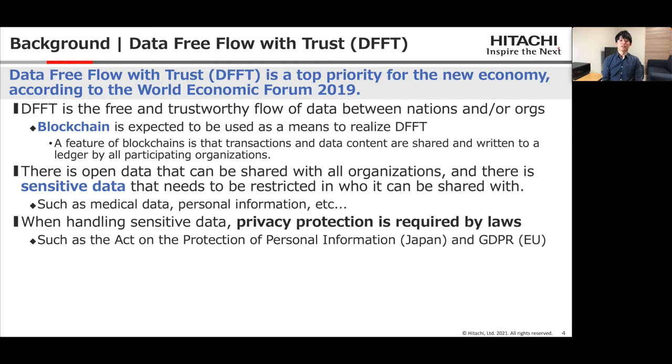A feature of blockchains is that transactions and data content are shared and written to a ledger by all participating organizations. There is open data that can be shared with all organizations. On the other hand, there is sensitive data that needs to be restricted in who it can be shared with. Examples of sensitive data include medical data and personal information. When handling sensitive data, privacy protection is required by laws, for example, the Act on the Protection of Personal Information in Japan and GDPR in Europe.